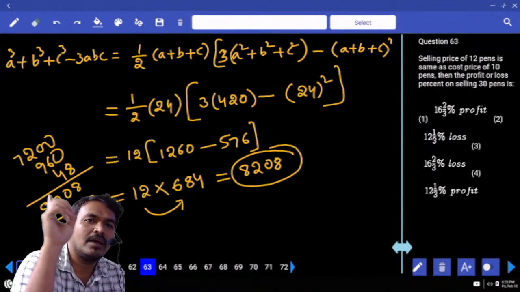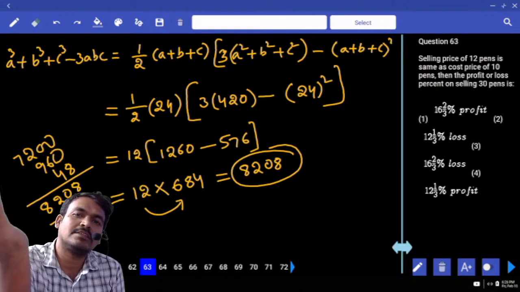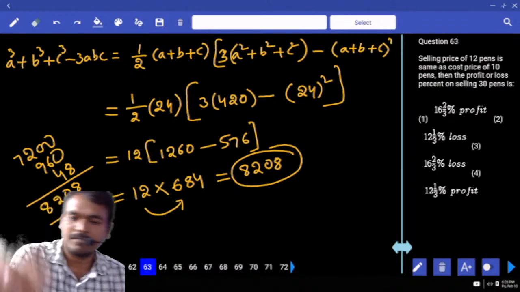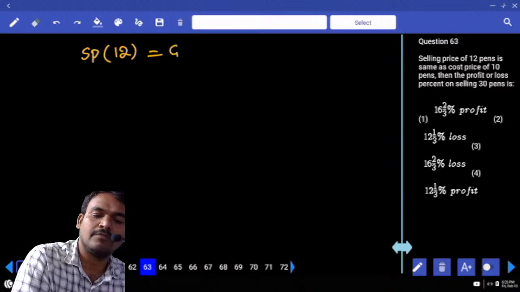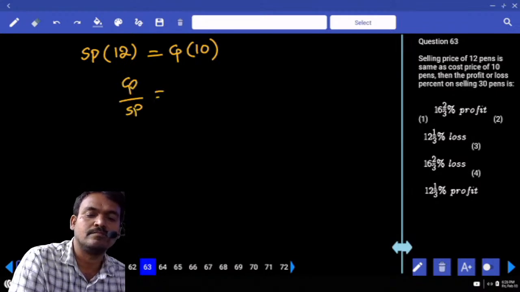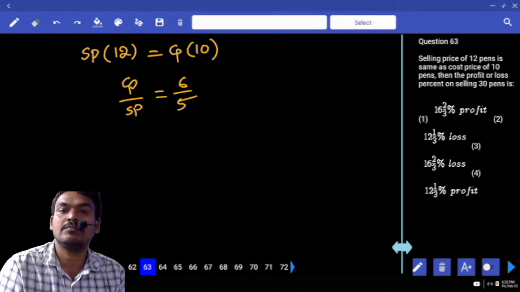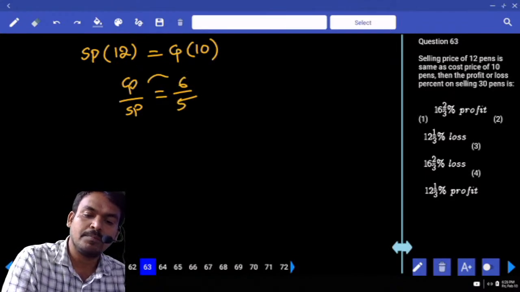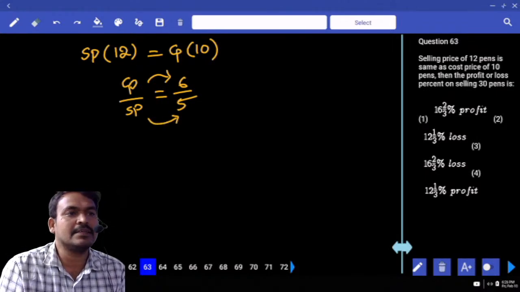If you are selling 1 pen we are getting 20% loss, means if you are selling 30 pens also we are getting the same loss. Same loss. And here selling price of how many pens is given? 12 pens. It is equal to cost price of how many pens? 10 pens. This one we write CP by SP, that is equal to 6 by 5 or not? CP is how many parts? 6 parts. SP is how many parts? 5 parts.